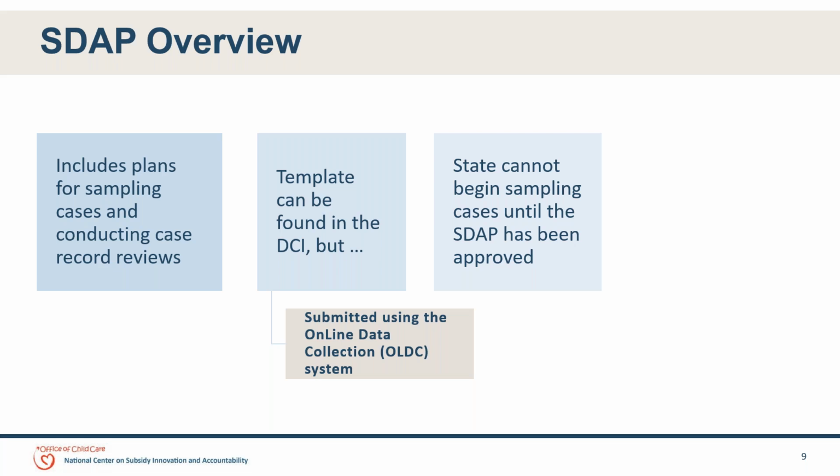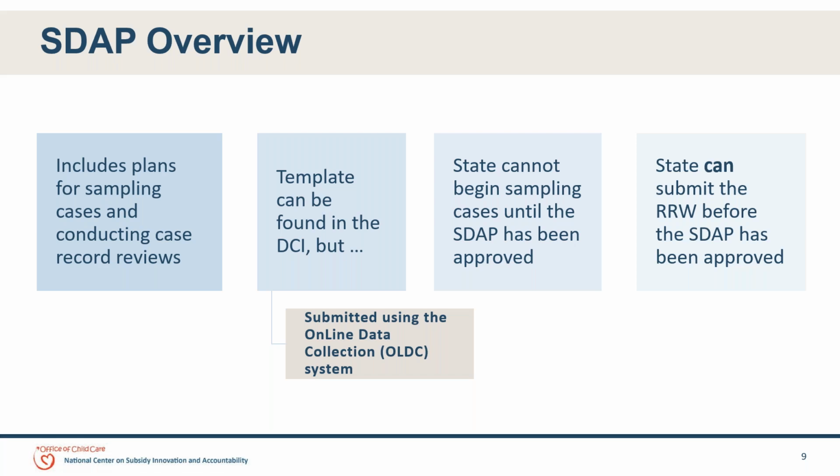You cannot begin sampling cases until your Sdap has been approved by the regional office. However, if you really want to get going on your submissions, you are certainly welcome to begin working on or even submitting your record review worksheet before the Sdap has been approved. Sometimes we see lead agencies submit both the Sdap and the record review worksheet at the same time, and that's acceptable. But you cannot begin sampling until that Sdap has been approved.